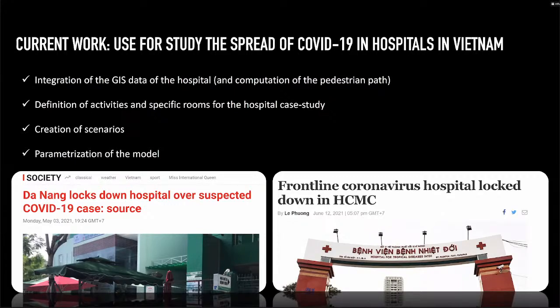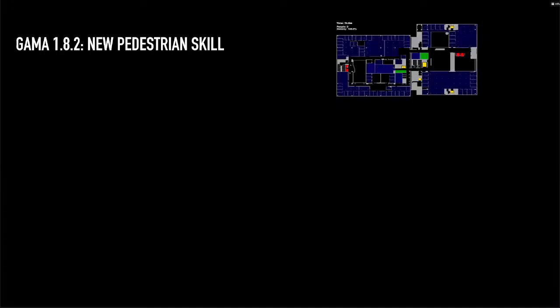For that, what we're currently doing is integrating the GIS data of the hospital, but it's not so easy. Then define activities specific to the hospital, for instance for the doctors and patients. Then create scenarios, and after we will have to parameterize and calibrate the model. That's something that we will have to do. So it's all for this part.